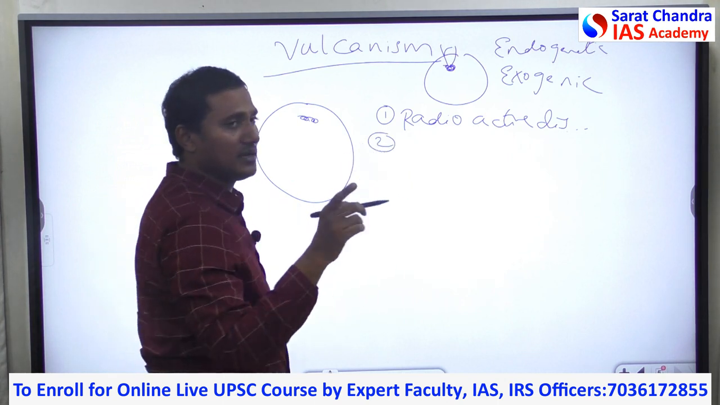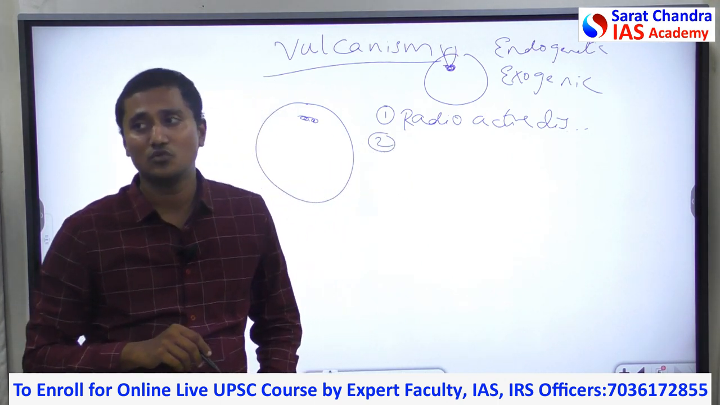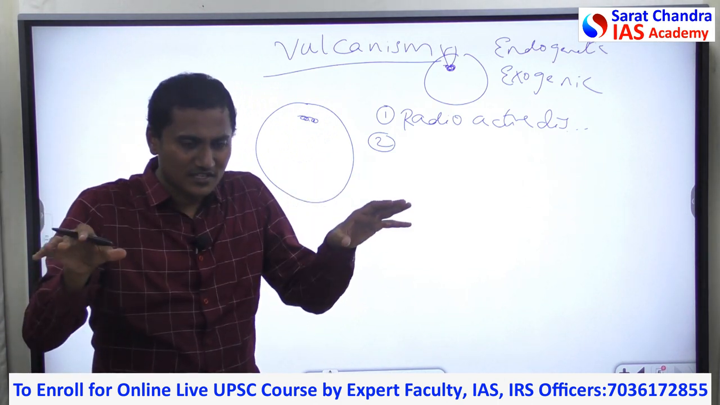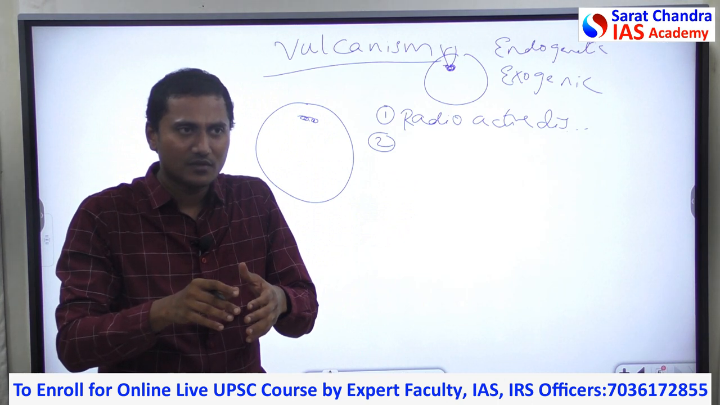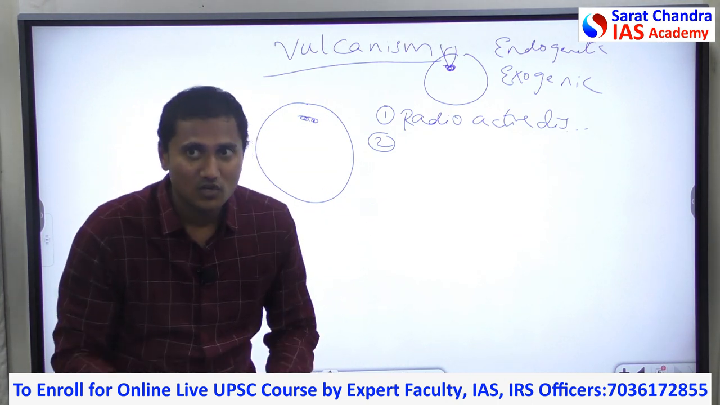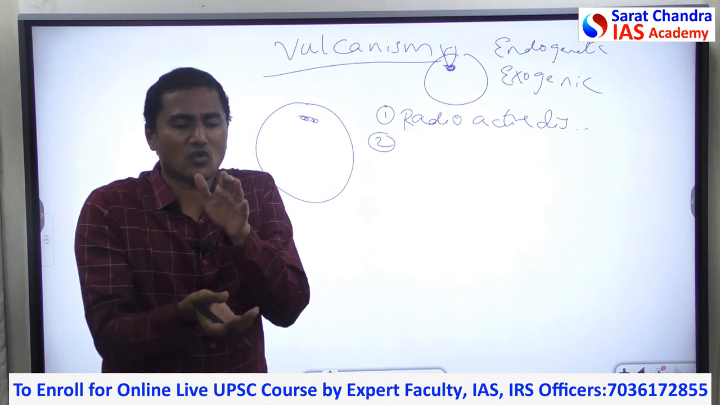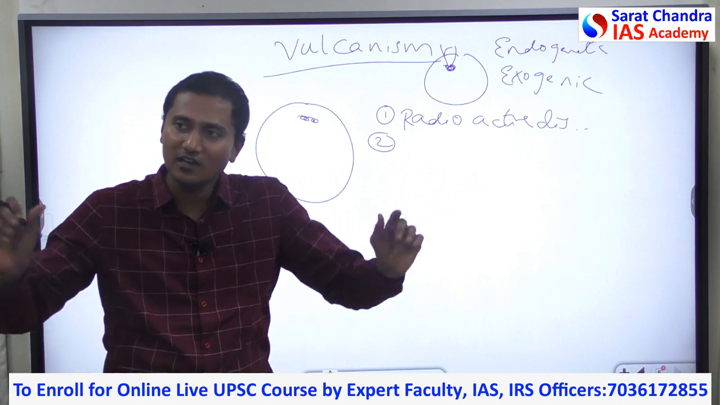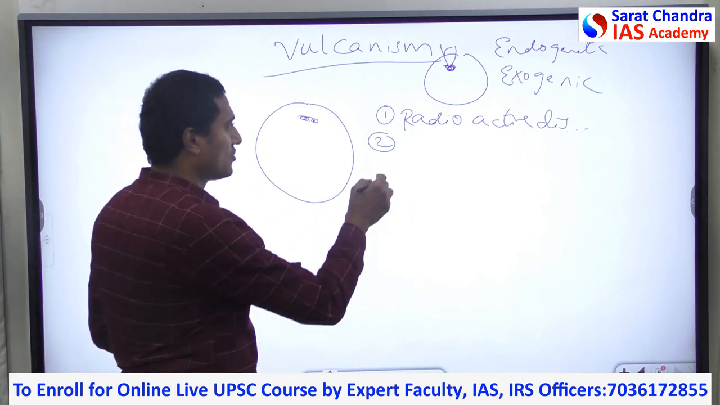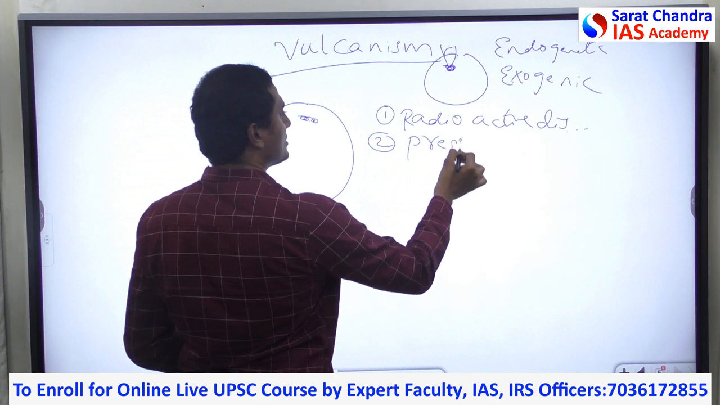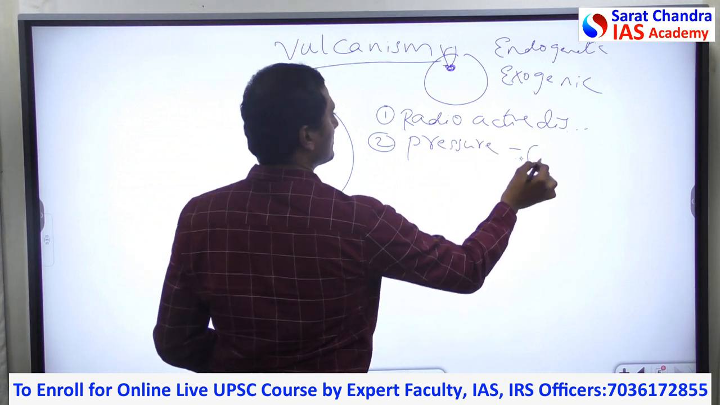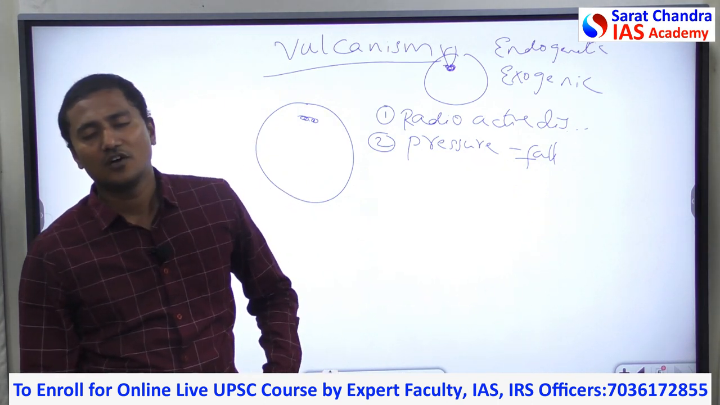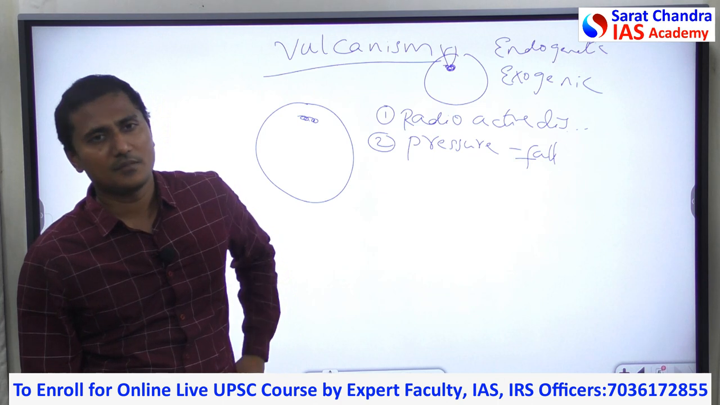Second thing, I told you in my interior of earth class, when the pressure is released, the melting point of the rocks will reduce. Normally, when the pressure is there, rock melts at 300 degrees. When pressure is released, the melting point is 200 degrees only. So it will melt. So a fall in the pressure is another reason for formation of magma.